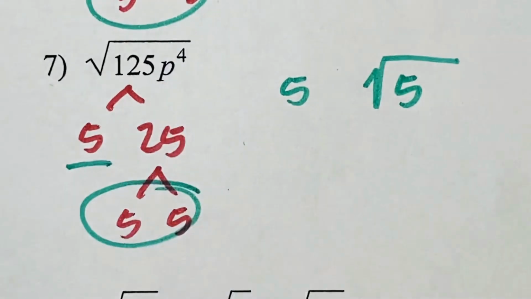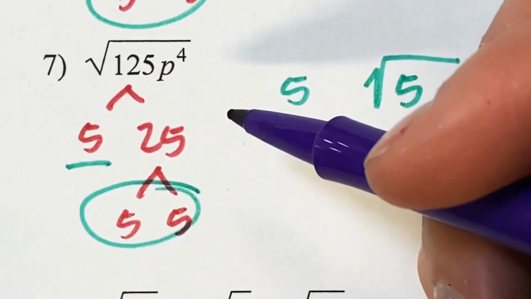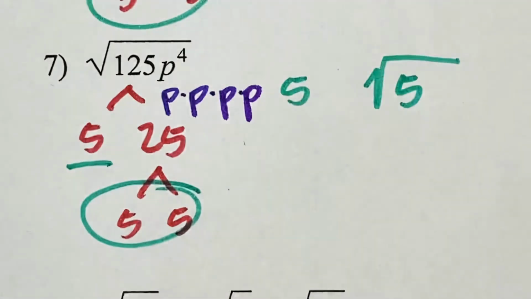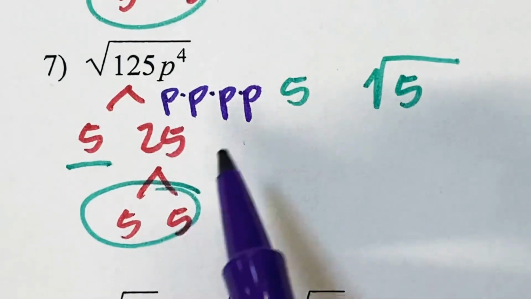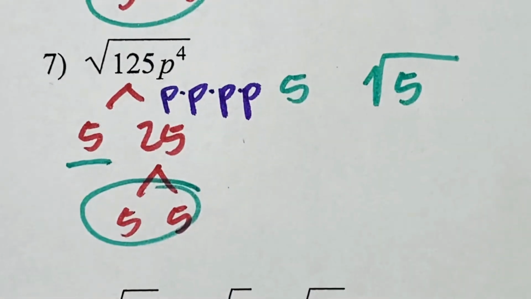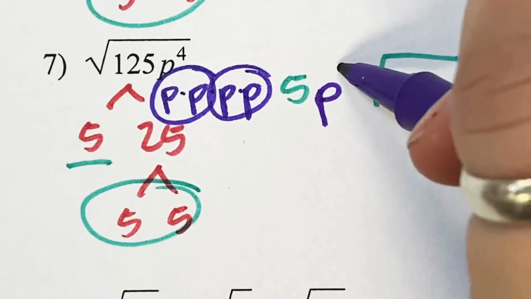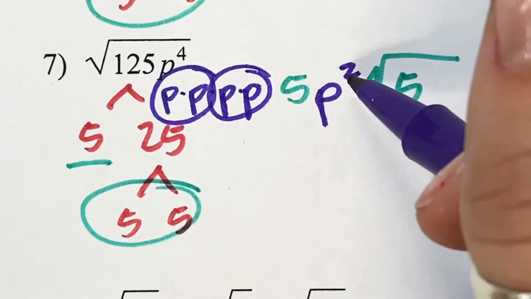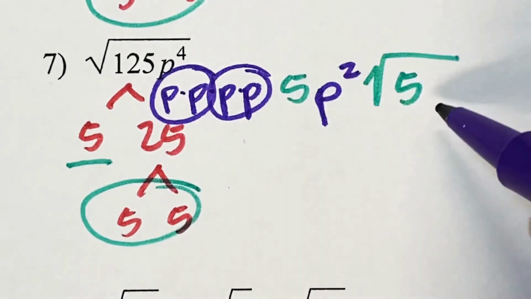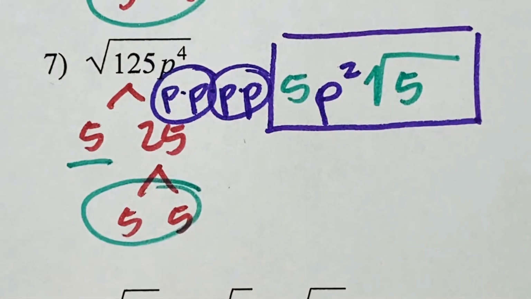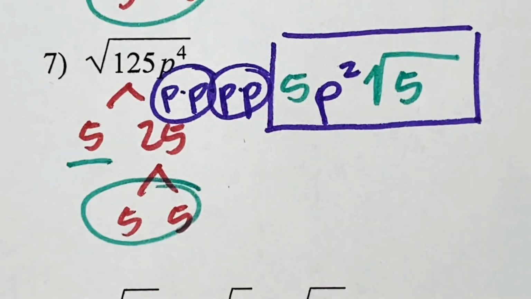Now all we need to simplify is the p to the 4th part. Okay, p to the 4th we can also write as p times p times p times p. Okay, well, how many couples can they create? Okay, I see 1 and I see 2. So all of the p's got to leave. They created two couples, or p squared. Okay, none of the p's had to stay inside, so our final answer, 5p squared root 5. Awesome job.